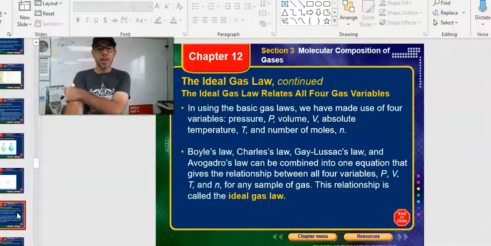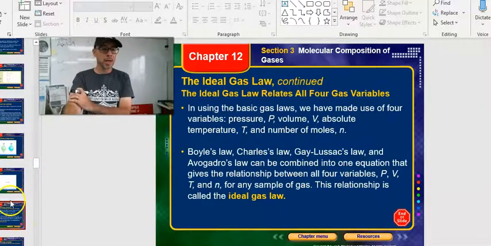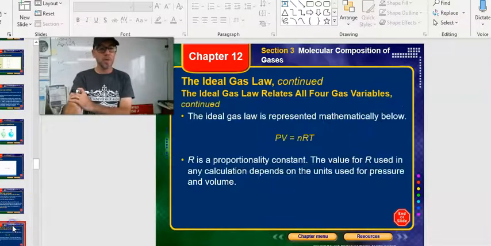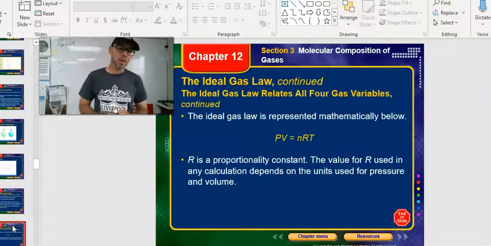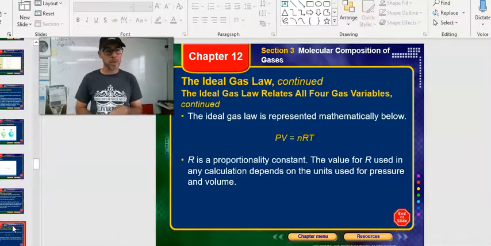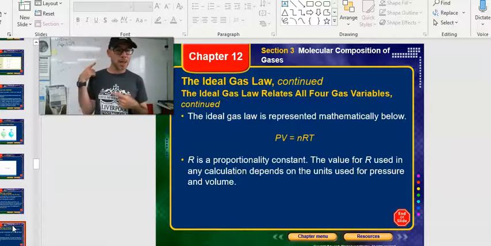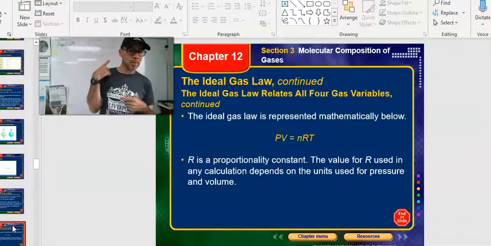In using the basic gas laws, we have to use four variables: pressure, volume, temperature, and number of moles. And then in addition to that, we will throw in a constant. Boyle's, Charles's, Gay-Lussac's, and Avogadro's laws can be combined into one equation that gives the relationship between all four variables. The ideal gas law summarized as a beautiful equation: PV equals nRT.